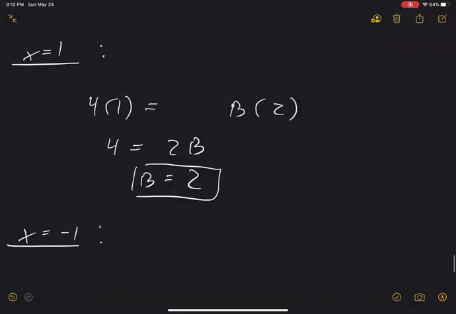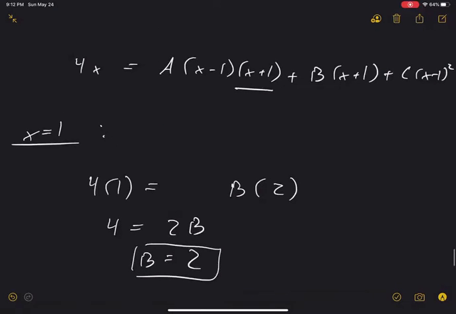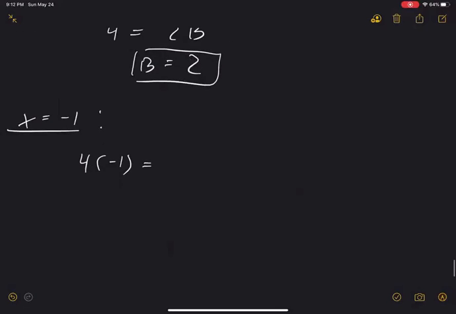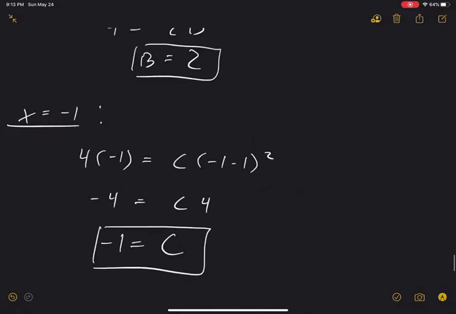Okay, so if I plug in negative 1, on the left I'm going to have 4 times negative 1. On the right, let's see. Oh, that's going to cancel. That should cancel. And I should have c times negative 2 squared. So I'd have negative 4 equals c times 4, right? In other words, negative 1 equals c. Okay, so now I got my b and I got my c.